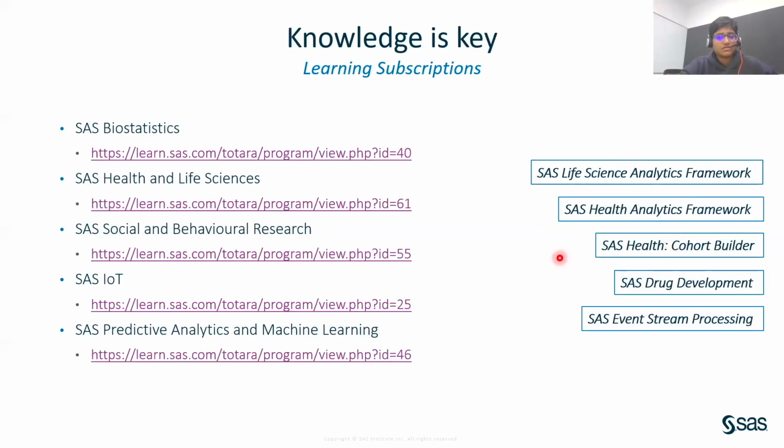So these are the different solutions that are specific to healthcare. If you want to gain information on that, then you have the health and life sciences track for it. Then you have social and behavioral research. Following that, you've got Internet of Things. Internet of Things, like I said earlier, uses a tool or an application known as event stream processing that can work with queue-based data like RabbitMQ, Kafka, and so on and so forth. And what we looked at in terms of the entire analytics lifecycle, you can find under the SAS predictive analytics and machine learning learning path.